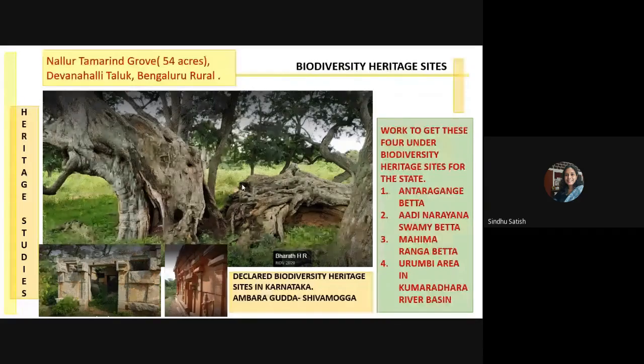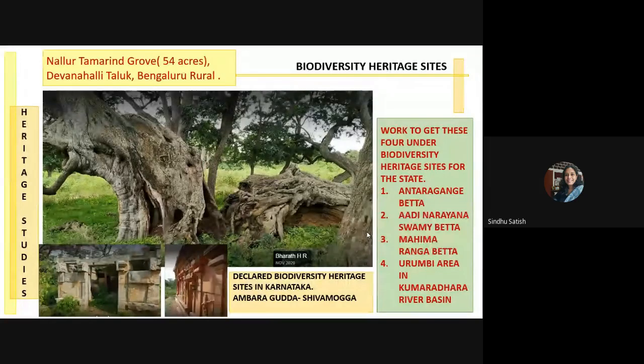This particular one is popularly believed to have relics of the Chola dynasty, which was ruling these places about 800 years ago. There are about 300 trees and a dynamic pattern of plant diversity in this region. There are temples in the locality, and the architecture clearly talks about Chola intervention and shows that probably Cholas built these temples. So that's the site of Nallur, which already has recognition as a biodiversity heritage site in Karnataka. And the other one is Ambara Gudda, Shivamogga, which also has something similar.